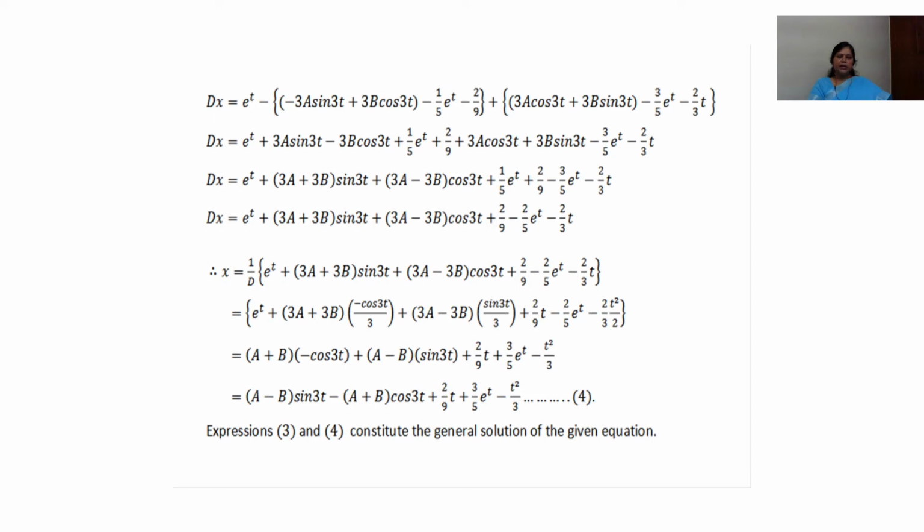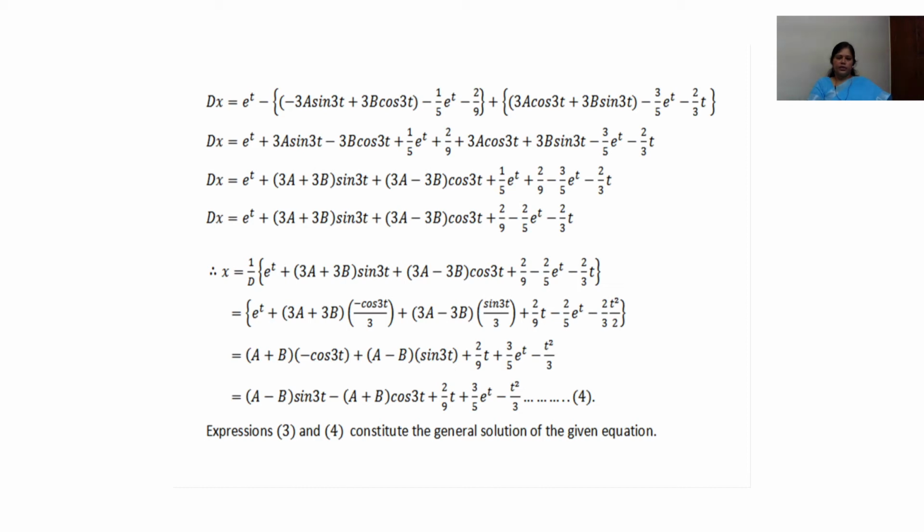So if you combine the sin term and cos term together, we'll get dx is equal to e to the power t plus (3a plus 3b) into sin 3t plus (3a minus 3b) into cos 3t plus 1 by 5 e to the power t plus 2 by 9 minus 3 by 5 e to the power t minus 2 by 3 into t.